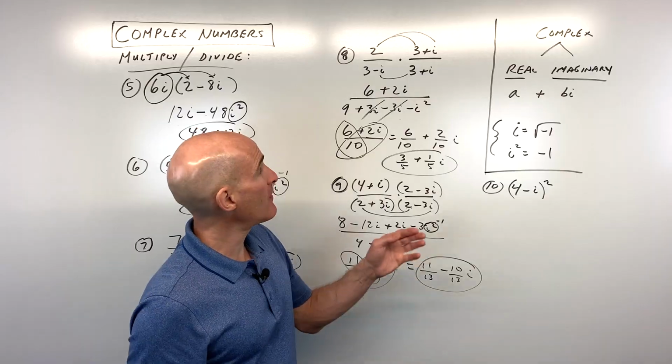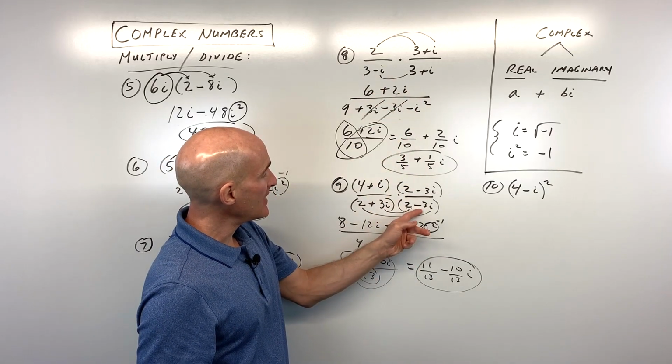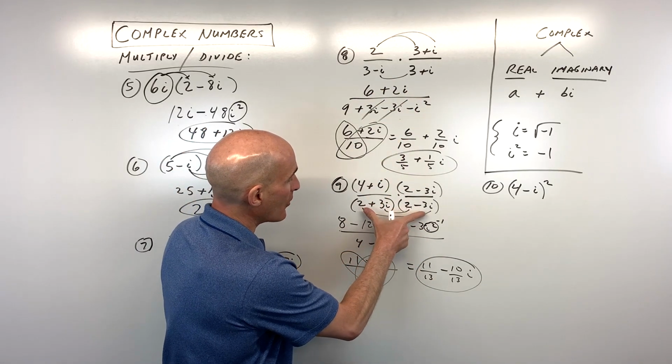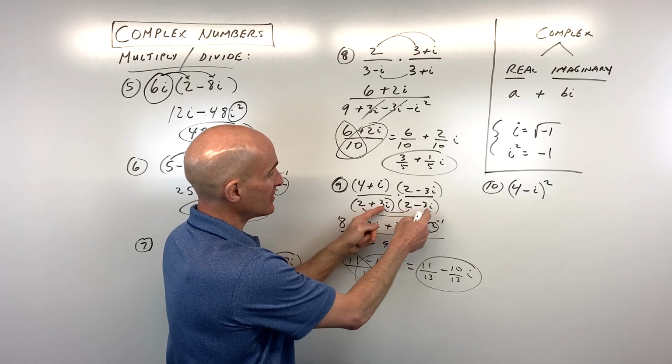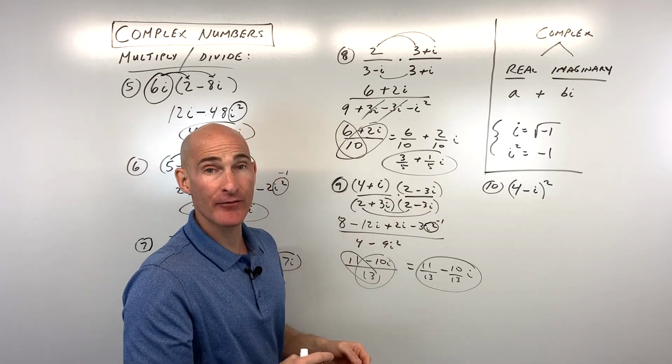So the nice thing about multiplying by the complex conjugate is that these inner and outer terms are canceling. So you just get that first and last, and that's what gets rid of the i for you.